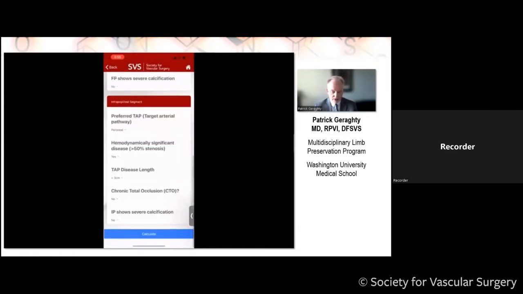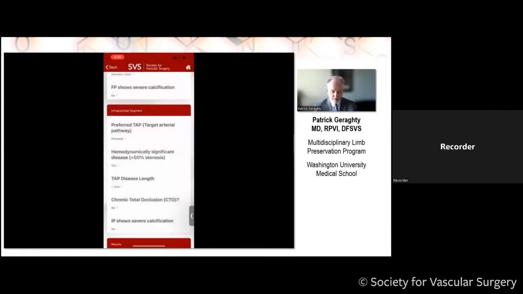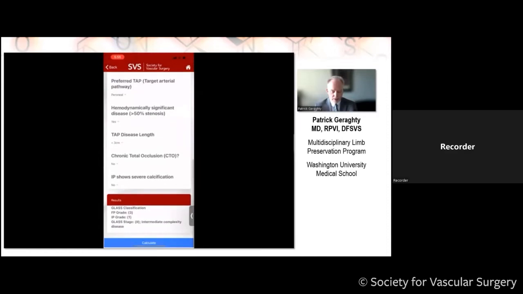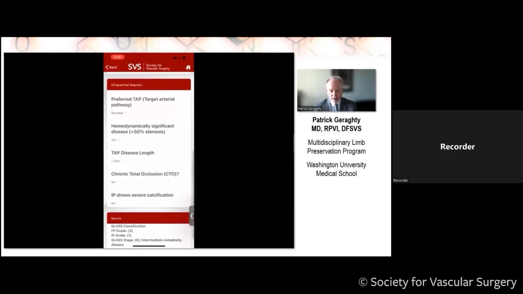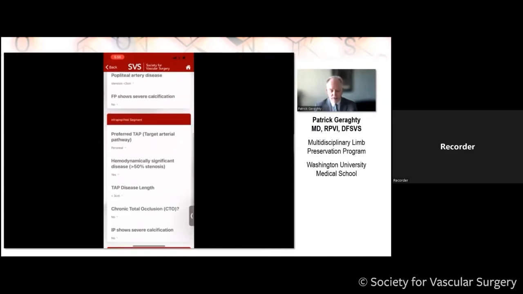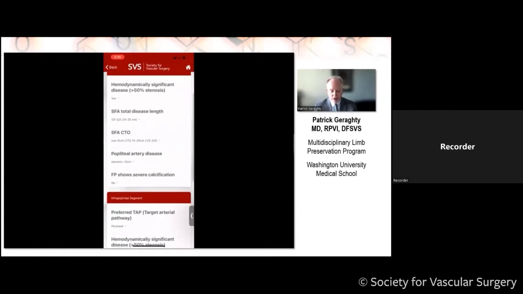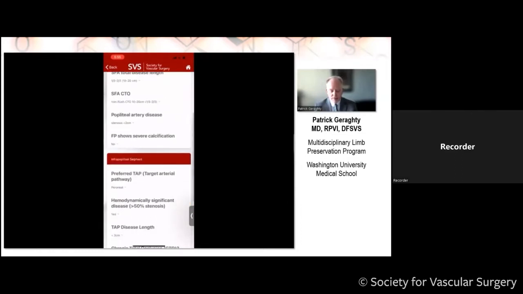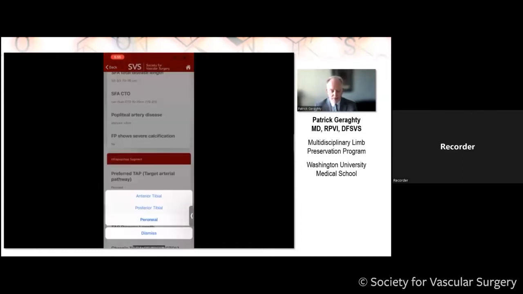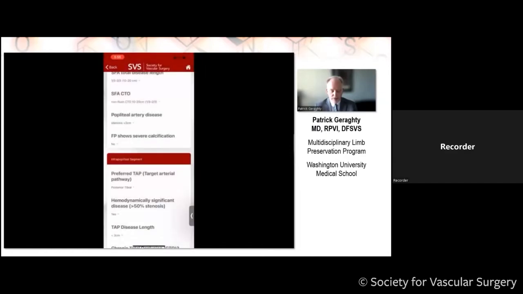With that information, I'm going to hit the calculate button. Scroll down, here's our results. This gives us a GLASS stage of 2, intermediate complexity disease. I'm going to go back now and recalculate this using the posterior tibial outflow. So the femoropopliteal segment will not change, but I'm going to change our infrapopliteal preferred TAP to the posterior tibial.